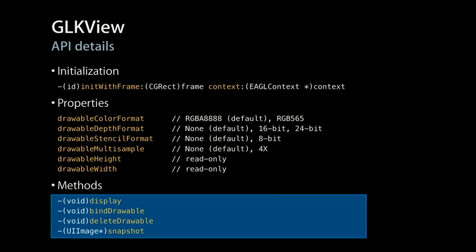Then here are various methods. Most of these are actually taken care of for you if you also use the GLKViewController. But if you're not and you want to get at these directly, you can tell the view to display itself. You can manage the drawables, for example, for render to texture, or as you transition to and from the background. And there's even a method to take a snapshot into a UIImage.